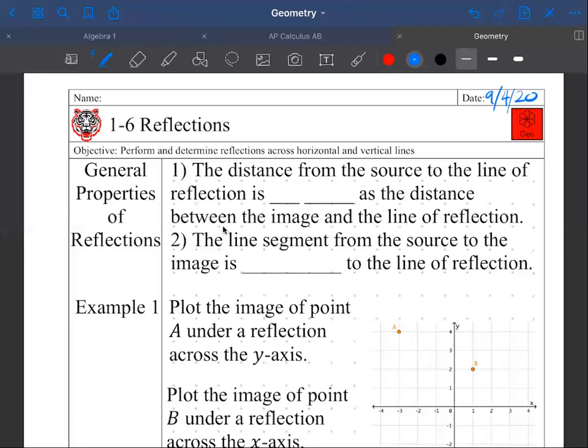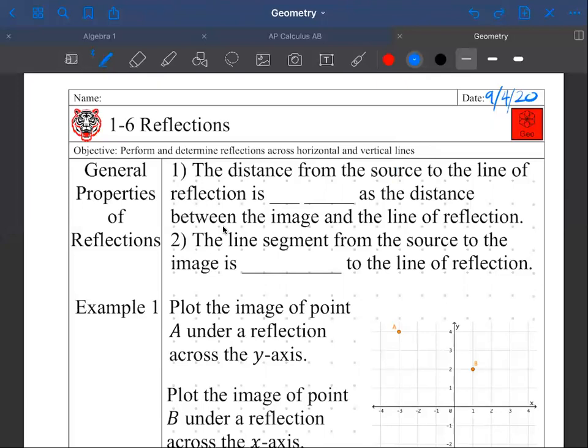Perform and determine reflections across horizontal and vertical lines. There it is. And notice that you don't have to reflect over diagonal lines like this. It's either going to be your vertical or it's going to be horizontal. No diagonals yet. You will be doing that later.